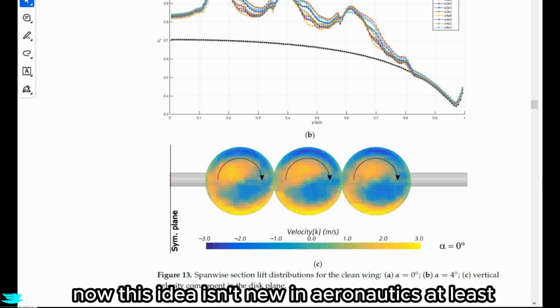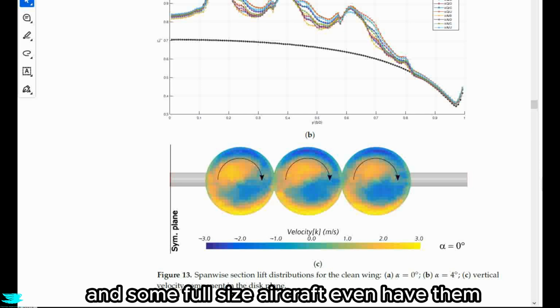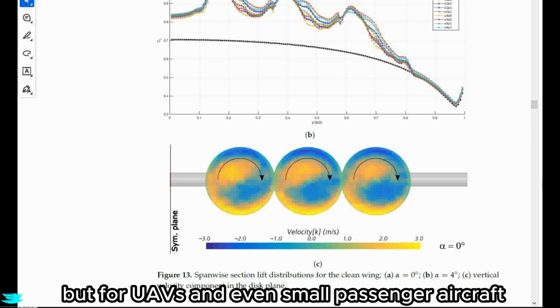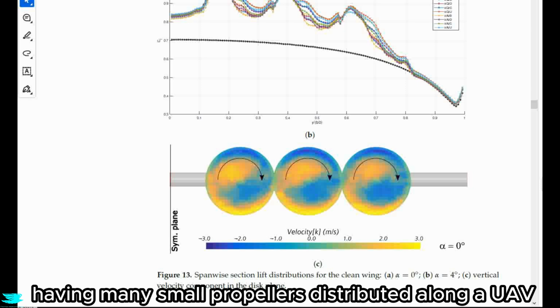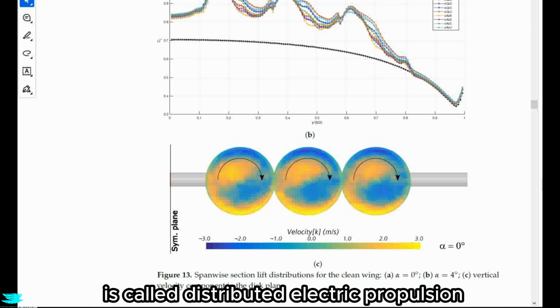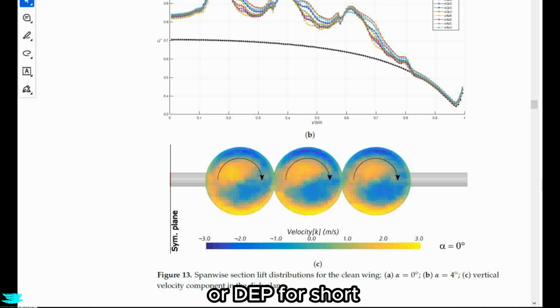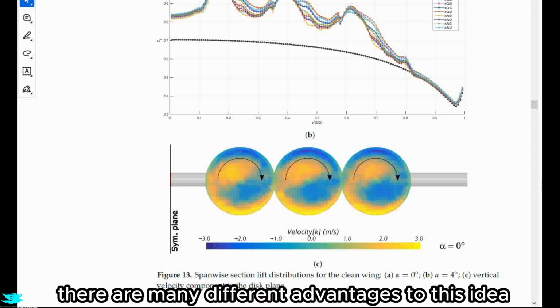Now this idea isn't new in aerodynamics at least, and some full-size aircraft even have them. But for UAVs and even small passenger aircraft, this idea is quite new. And this idea of having many small propellers distributed along a UAV is called distributed electric propulsion, or DEP for short. There are many different advantages to this idea.